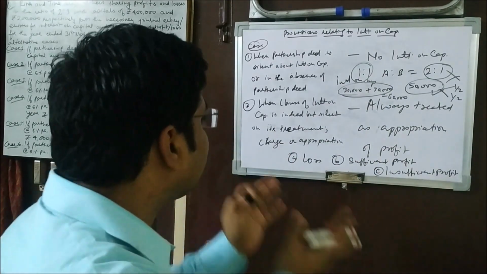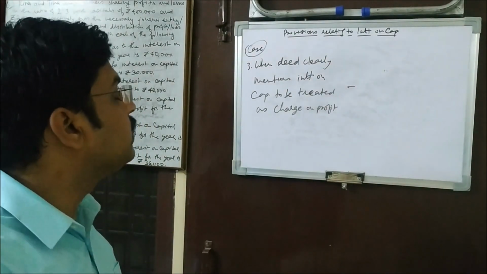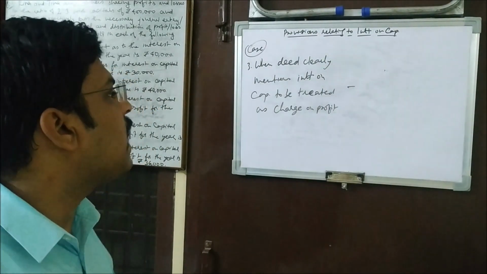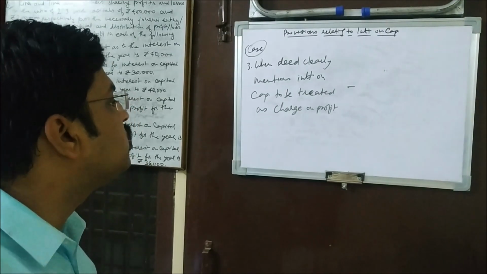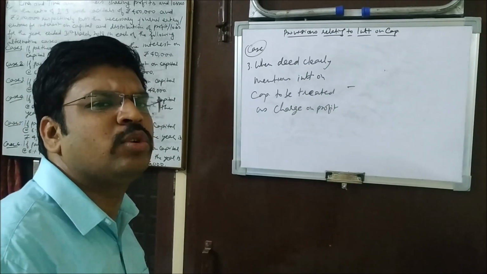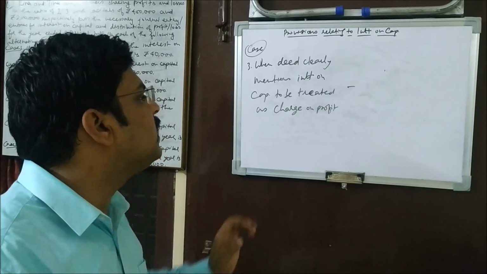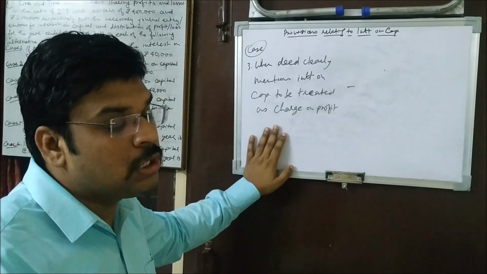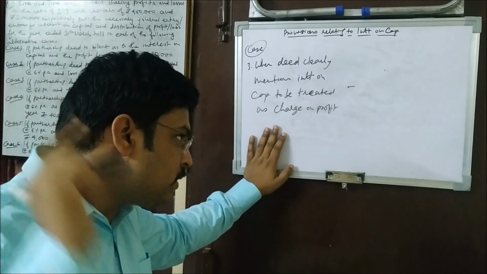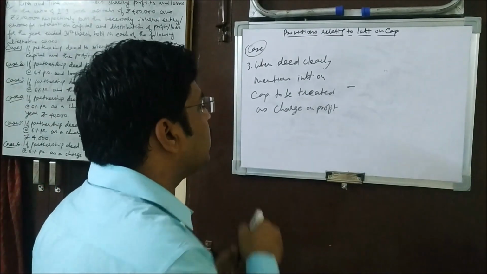Now let's move on to another case. So the last case regarding this is when the deed clearly mentions interest on capital to be treated as a charge on profit. It has been clearly mentioned that interest on capital is to be treated as a charge on profit, because if it does not mention clearly, then we will treat it as appropriation. But if it mentions clearly, then we'll have to treat it as a charge on profit.